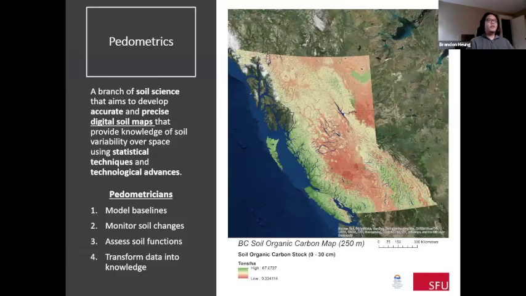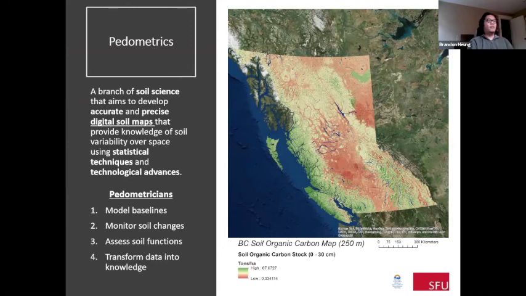Pedometrics is an interdisciplinary branch of soil science and is largely an intersecting field of soil science, proximal and remote sensing, GIS, and statistics. One of the key goals of a pedometrician is to leverage technological advances in GIS, remote sensing, and artificial intelligence to develop soil maps that are more accurate and precise than what is currently available through conventional paper maps. By doing so, we are able to provide knowledge of soil variability over space and time.